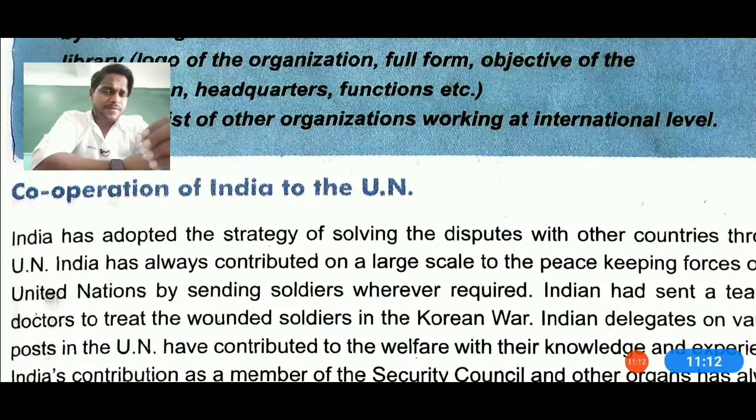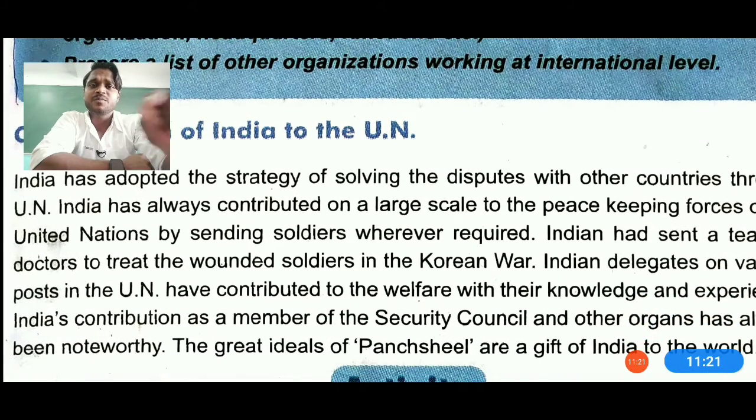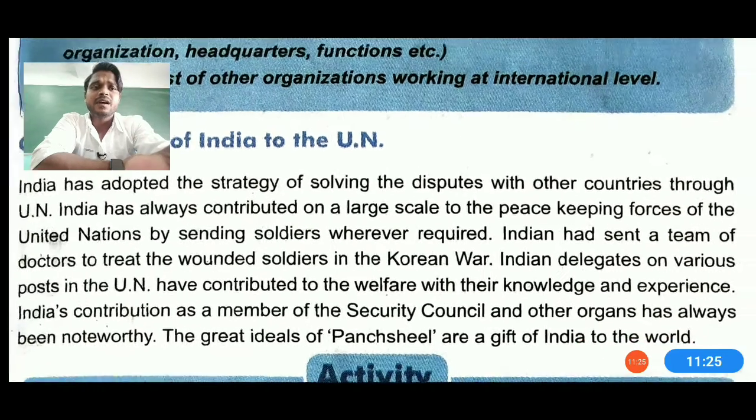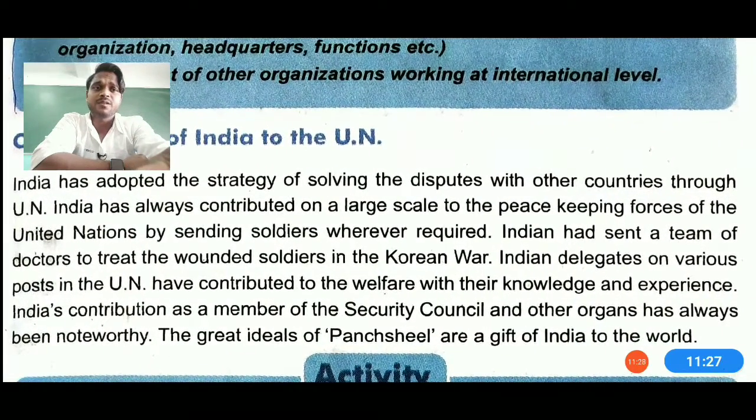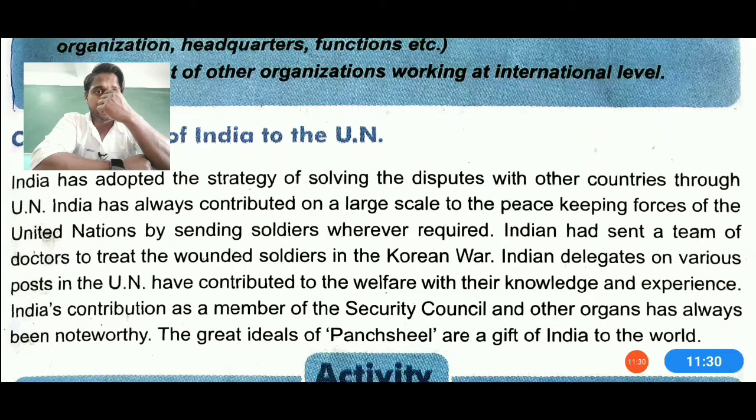Now see, if it is working so properly, then it must be working in cooperation with India. Okay, so the cooperation of India with the United Nations. India has adopted a strategy of solving disputes since ancient times with other countries. We are not the people who are always fighting with other countries, and that's how we can say UN.